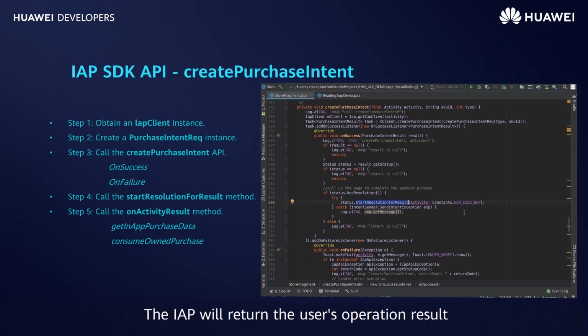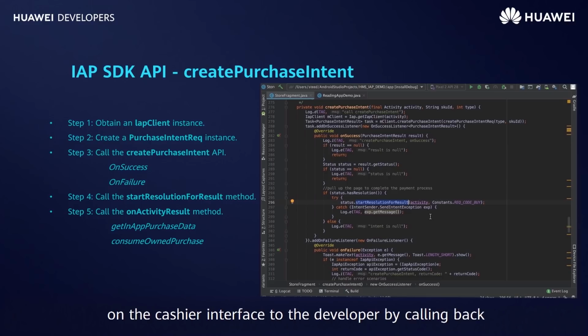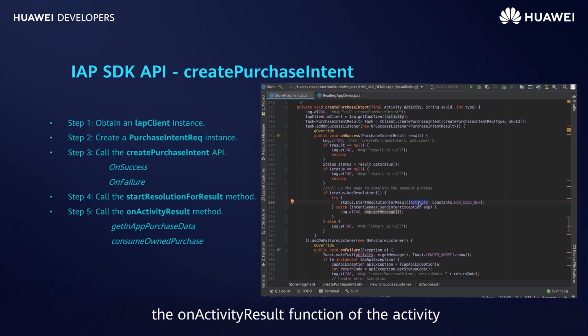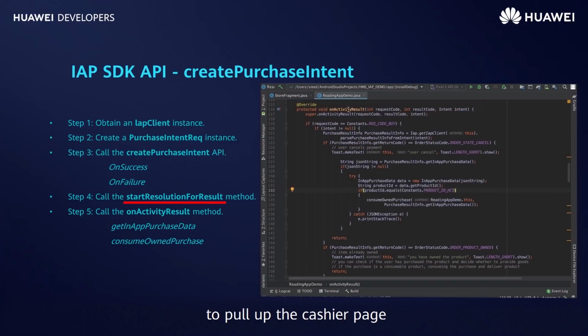The IAP server will return the user's operation result on the cashier interface to the developer by calling back the onActivityResult function of the activity. Note that the activity parameter here is the parameter when the developer calls the startResolutionForResult function to pull up the cashier page. Let's look at this part of the process.